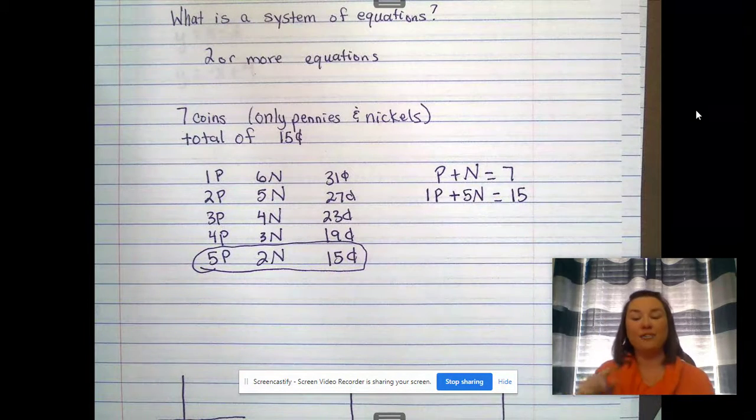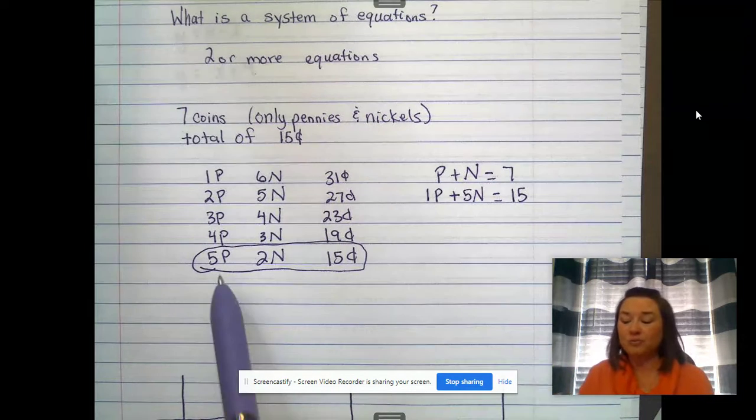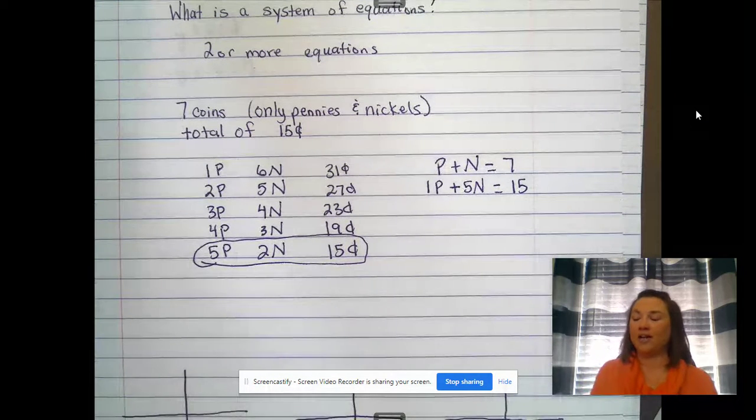And then if I graphed those two equations, now I know that's not in slope-intercept form, but we could put them there, but we're not stressing about that now. If I graphed those two equations, where they would cross would be at 5 pennies and 2 nickels, and that's how we would get our answer.